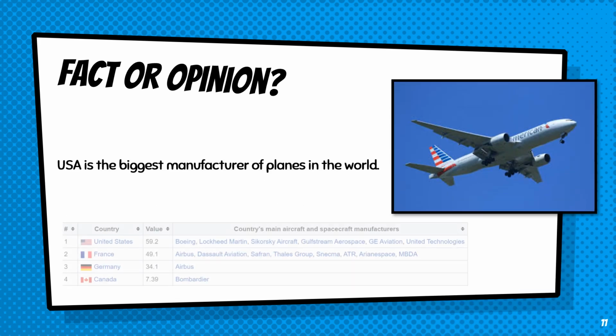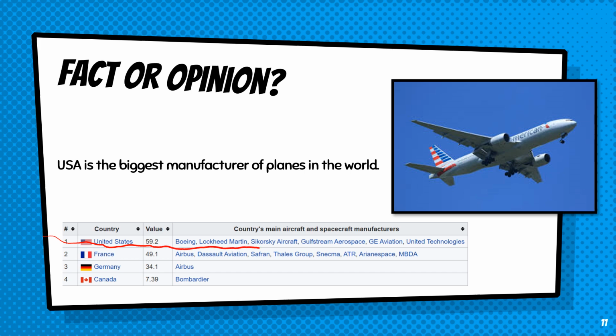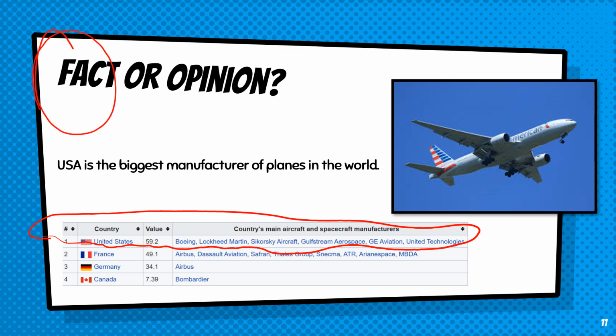Next one. USA is the biggest manufacturer of planes in the world. Hmm, who says so? Is this statement supported by evidence? Yes, I think so. I can see numbers here and I can see that the USA is number one. So this one is definitely a fact because I have numbers to prove this. I have evidence. I have proof. So this one is a fact.